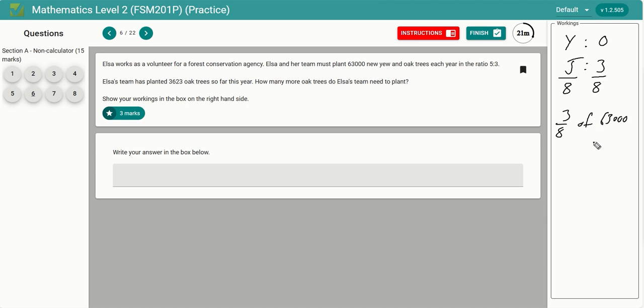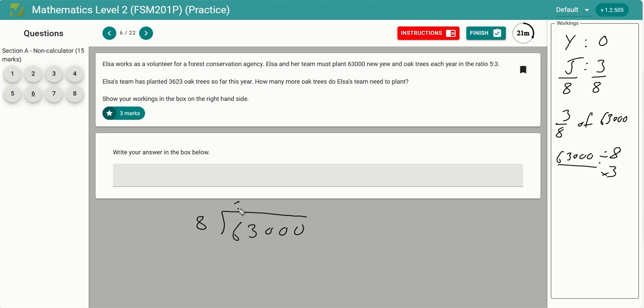Now, when you're working out a fraction of a total, we take our total, we divide it by the number on the bottom, and then we multiply by the number on the top. So first of all, what is this number divided by 8? I'm going to write over here because there's a bit more space. So 63,000 divided by 8, not the best times table.